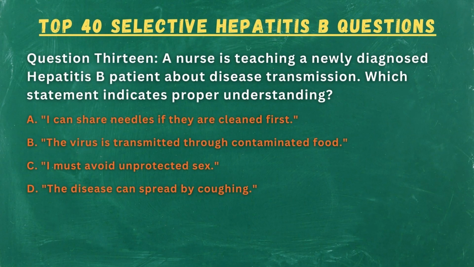Question 13. A nurse is teaching a newly diagnosed hepatitis B patient about disease transmission. Which statement indicates proper understanding? A. I can share needles if they are cleaned first. B. The virus is transmitted through contaminated food. C. I must avoid unprotected sex. D. The disease can spread by coughing.